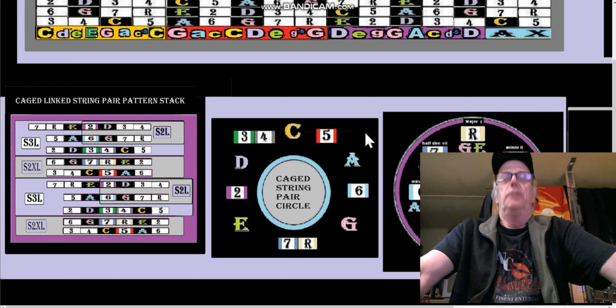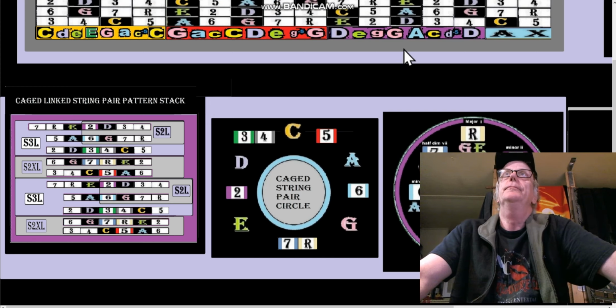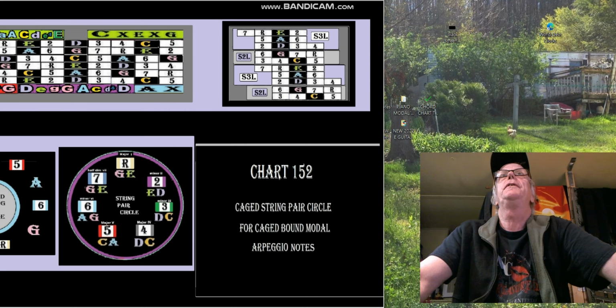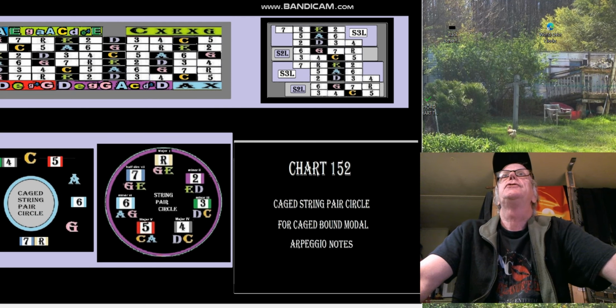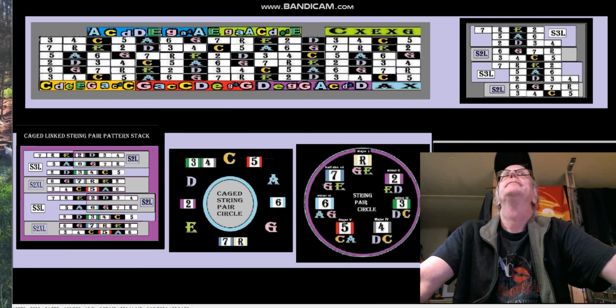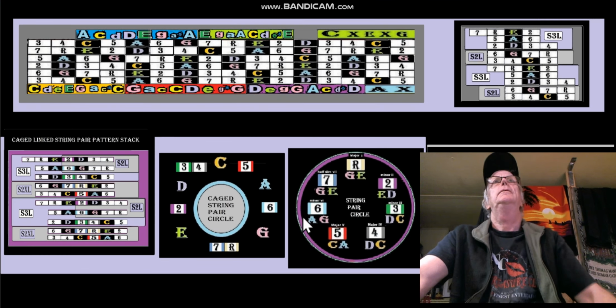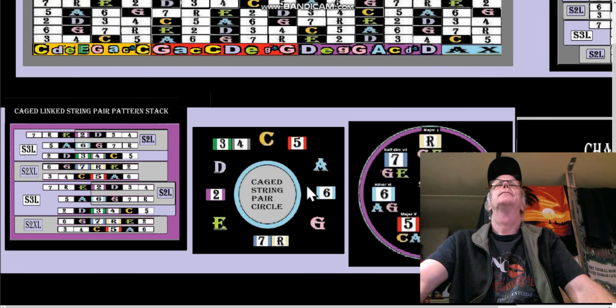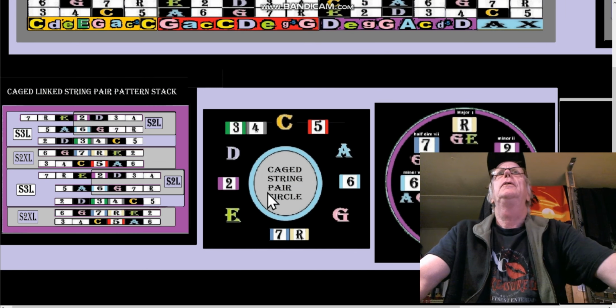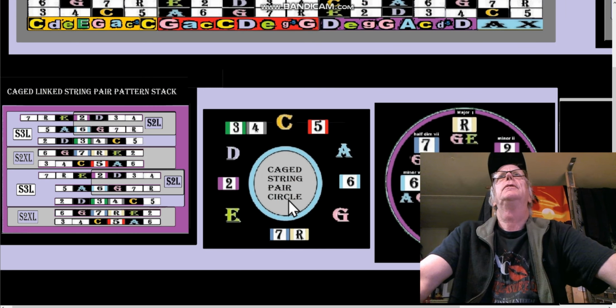Alright, so sticking to the chart, which is chart number 152, the caged pair circle for cage bound modal arpeggio notes. So, looking at the cage string pair circle.